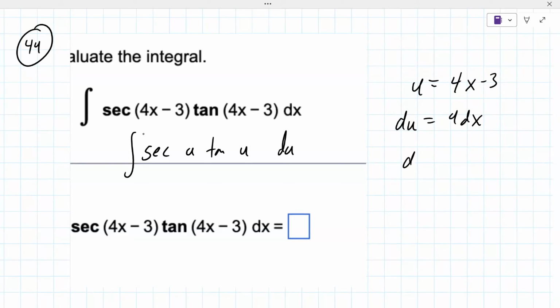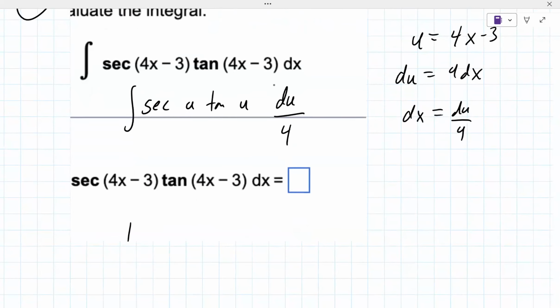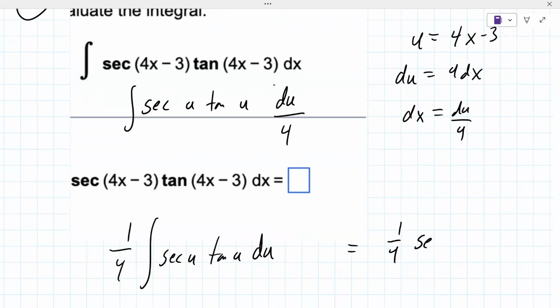All right, and then you solve for dx. dx is du over 4. And then you always back substitute. So it's secant u, tangent u, and then instead of dx, it's du over 4. And so the integral is 1/4 the integral of secant u tangent u du. And then that antiderivative is secant u plus c.